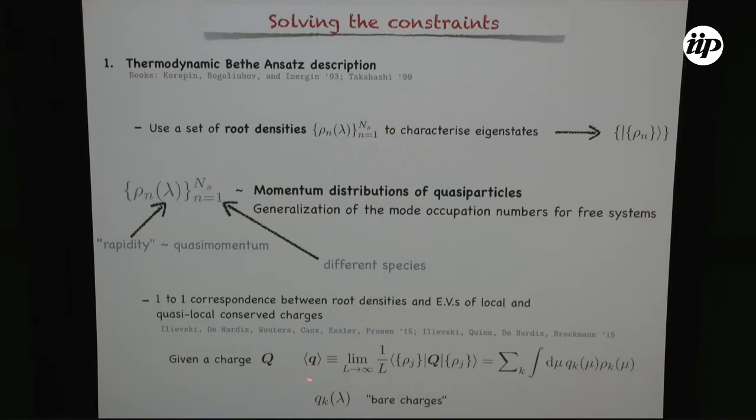So basically, you can write the expectation value of this charge density in terms of the root densities here, and each charge density is characterized by a function. This is just a known function that is model dependent, and it's normally called bare charge. Okay, but this was known before.